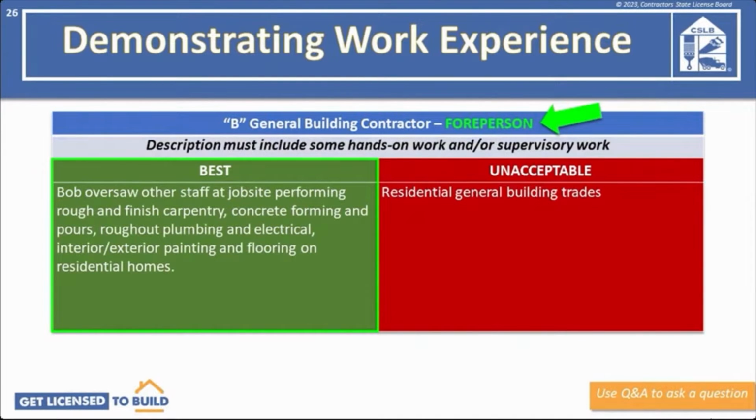For foreman experience, the description must include some hands-on work and/or supervisory work. Here's an example of the best type of description. Bob oversaw other staff at job site performing rough and finish carpentry, concrete forming and pours, rough out plumbing and electrical, interior, exterior painting, and flooring on residential homes. Again, an unacceptable description would be something generic like residential general building trades.